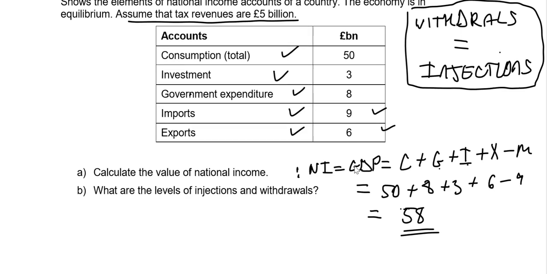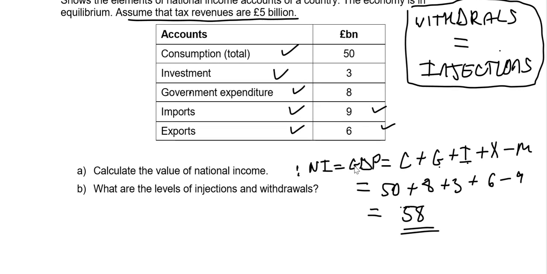So now B. What are the levels of injections and withdrawals? Now we know that in equilibrium, as it says here, withdrawals and injections are equal, so we just need to calculate either one of them. That gives us then the level of the other one. Right, in this case, what we can do, withdrawals are equal to what were the withdrawals?